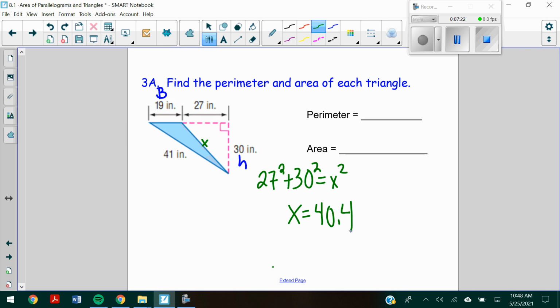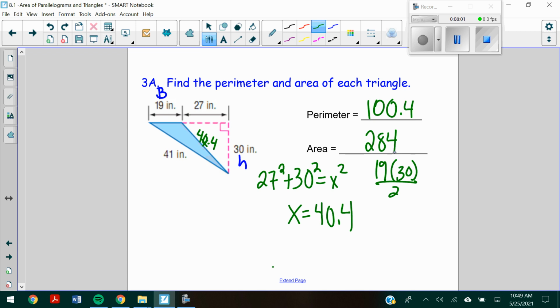All right. So I'm going to take this 40.4 and I'm going to add it to 41 and 19 to get a perimeter of 100.4. So for my area, base times height, so base is 19. My height we said was that 30, and then divide by 2 or times by half, same thing. And we get 284. Oops, I made a mistake. That should be 285. All right, let's do this here. If you're listening, you're going to hear that that's 285.